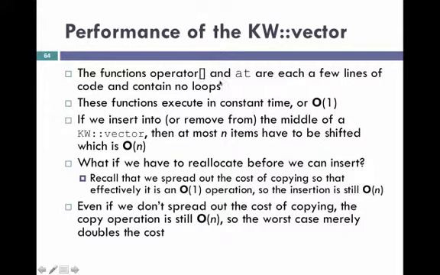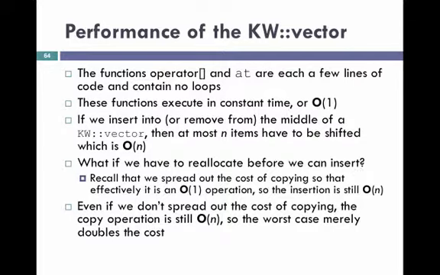Now the functions operator and at are each a few lines of code and contain no loops, so these functions execute in order 1 time. So if we insert or remove from the middle of a vector, at most n items have to be shifted, so that's order n. So what if we have to reallocate before we can insert?